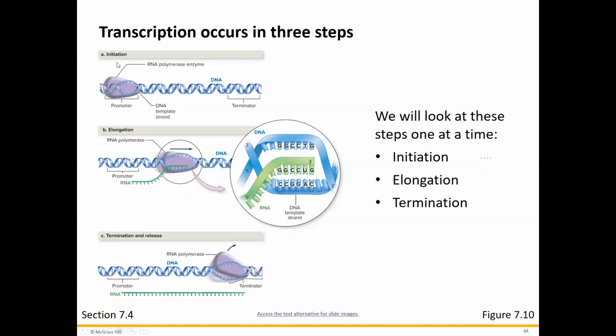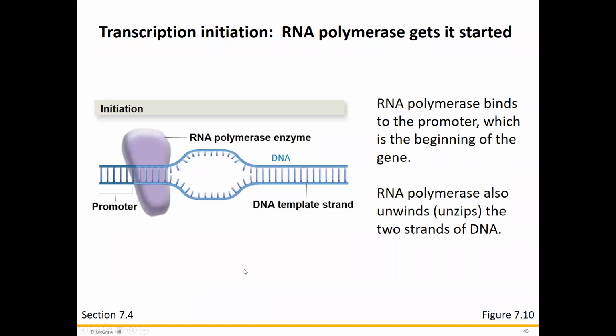Now, initiation, all of those words mean exactly what you think they're going to mean. Initiation is where things start. Elongation is going to be making the RNA strand longer, and termination is to stop it.